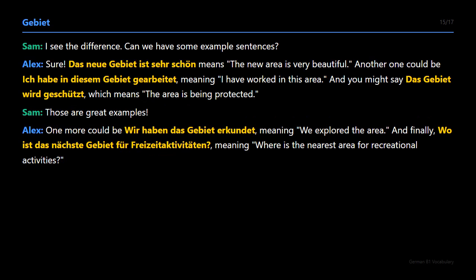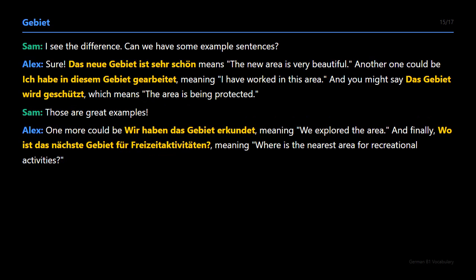Sure. Das neue Gebiet ist sehr schön means the new area is very beautiful. Another one could be Ich habe in diesem Gebiet gearbeitet, meaning I have worked in this area. And you might say Das Gebiet wird geschützt, which means the area is being protected.